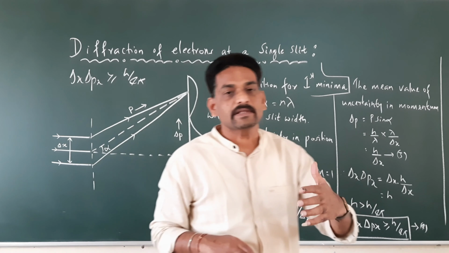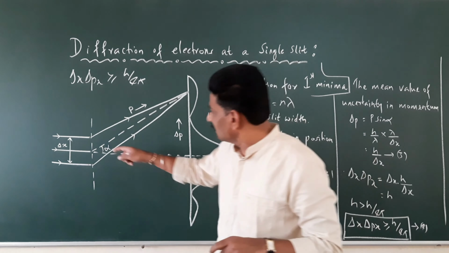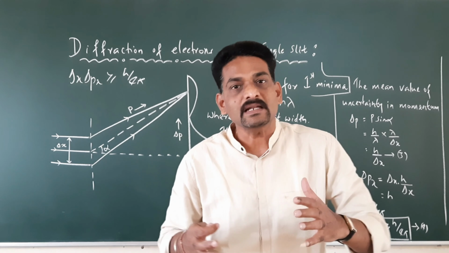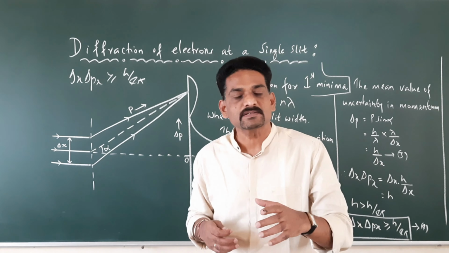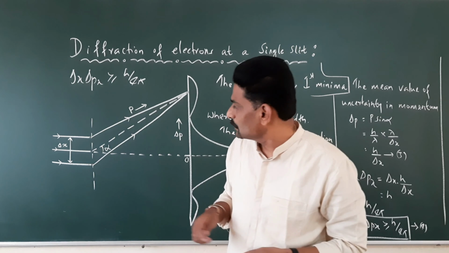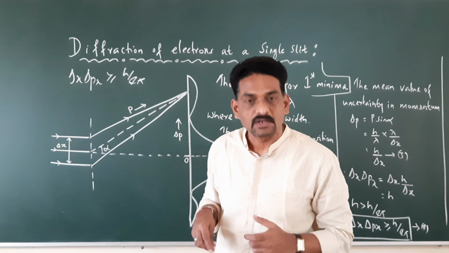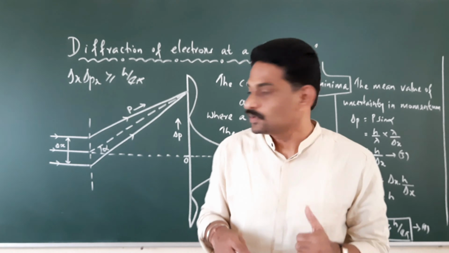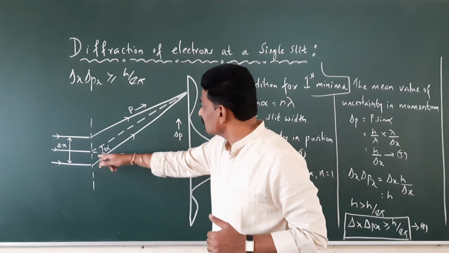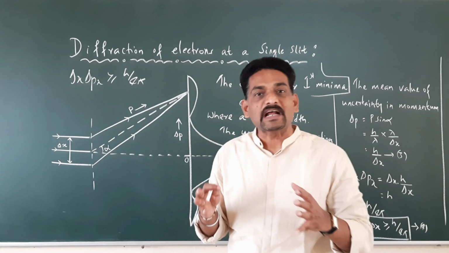Diffraction takes place whenever the size of the light and the size of the object, in this case the width of the slit, are comparable. So for diffraction, the dimension of the light and the dimension of the object should both be comparable. What is diffraction? The bending of a ray of light. The incident light, which was traveling in a straight direction, undergoes bending. As a result, we get a diffraction pattern on the screen.